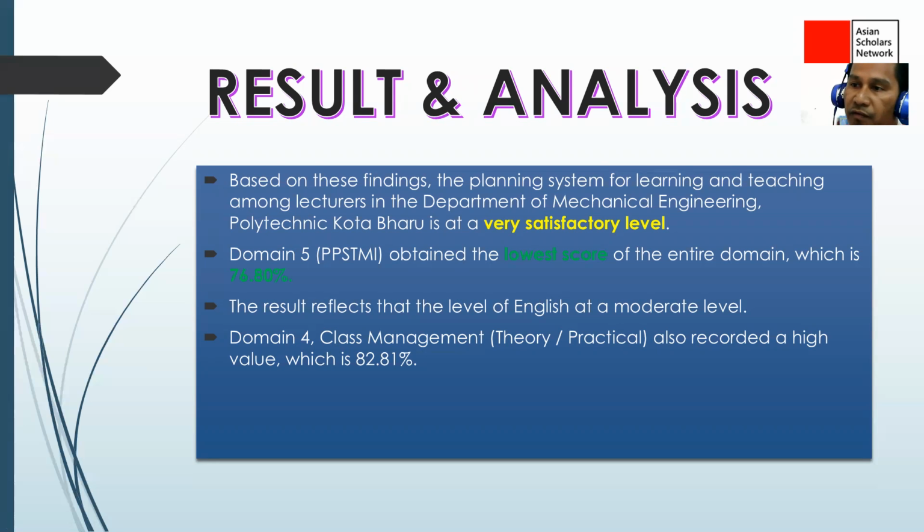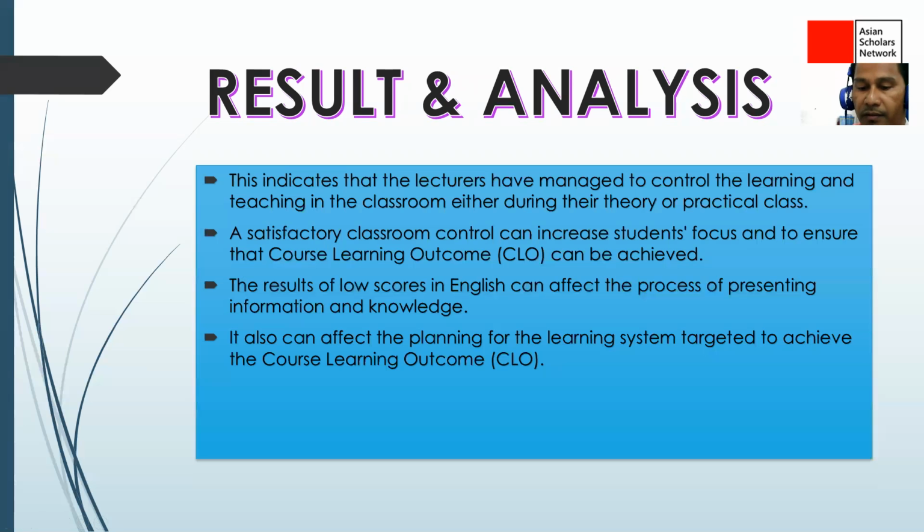The score obtained for Domain 4, classroom management, theory practical, also records a relatively high value, which is 82.81%. This indicates that the lecturers in the Department of Mechanical Engineering Polytechnic are able to control the learning and teaching in the classroom, either during their theory or practical class. A satisfactory classroom control can increase student focus on the learning and teaching process and ensure that the lesson learning outcome, LLO, can be achieved.